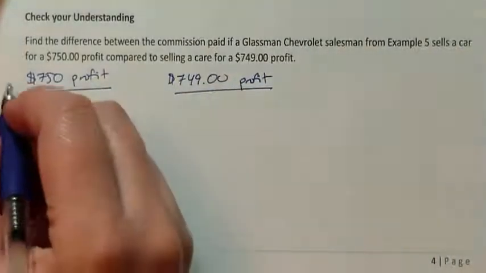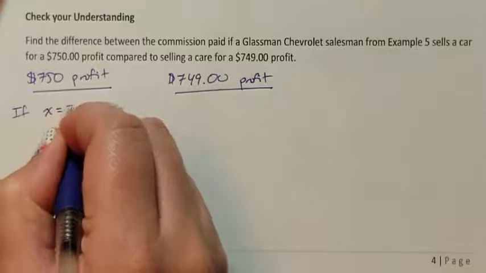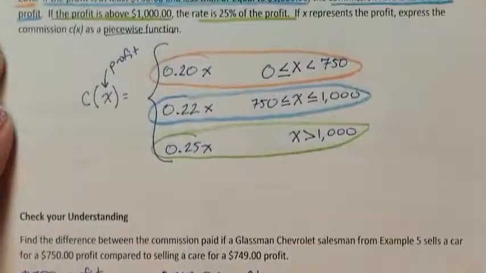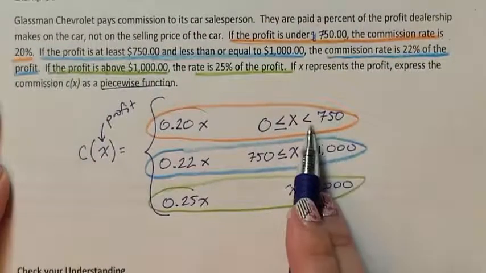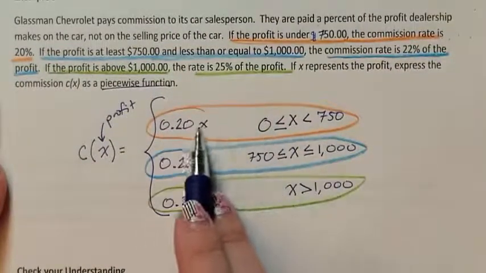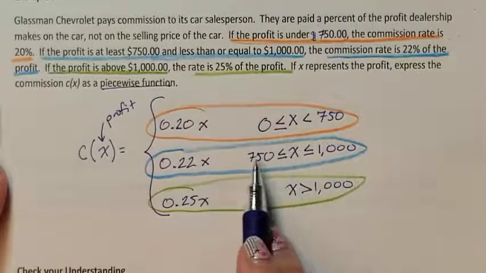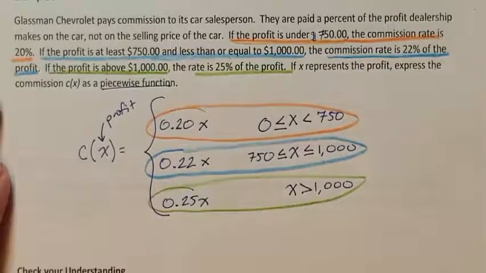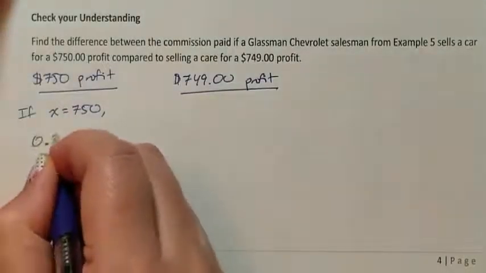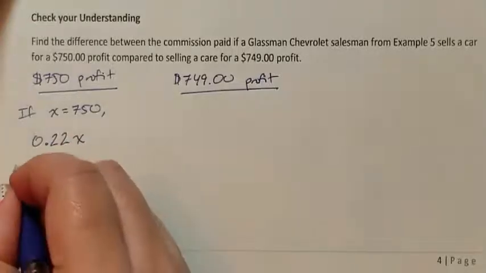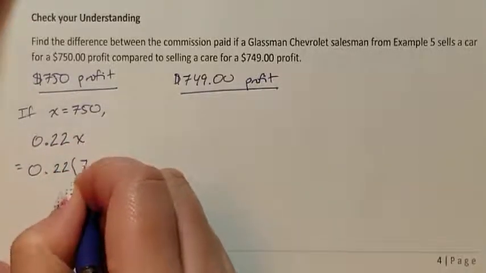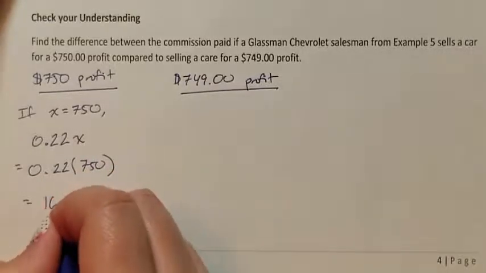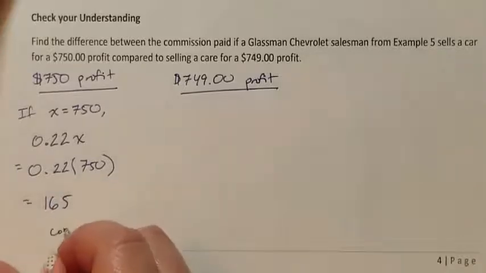So if my profit is $750, you're saying that X is $750. So if X was $750, according to the piecewise up here, this is not equal to, so you cannot use this equation. This is the equal to $750. So this is the equation that we are going to use if you had a $750 profit. So we had 22% of the profit. 22% of $750 is $165, and this is commission.